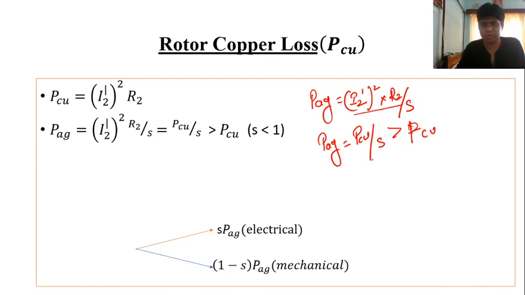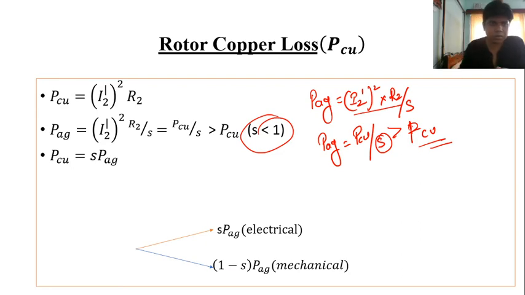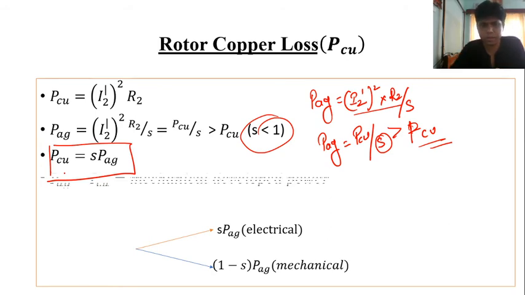copper loss power. Why? Because slip is less than 1. Here slip is shown in the denominator of the expression of the air gap power. So when slip is less than 1, it means the air gap power is automatically greater than the rotor copper loss. Right. So another expression of the rotor copper loss is S into PAG.